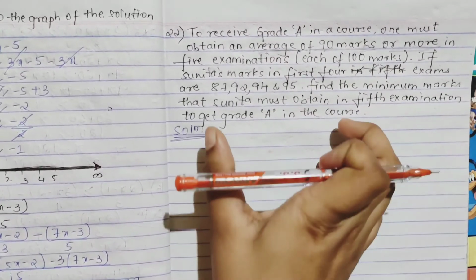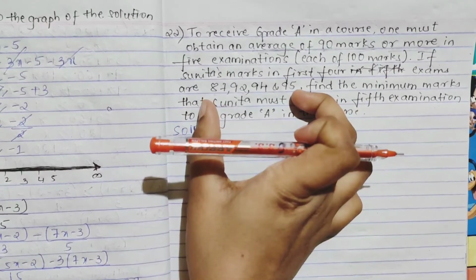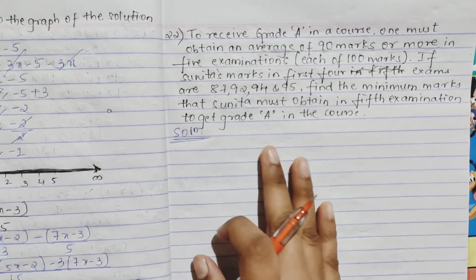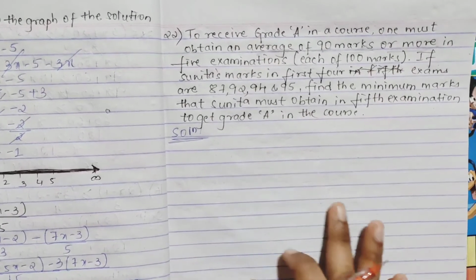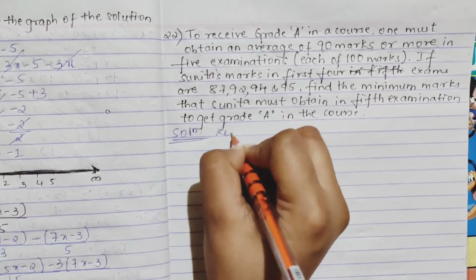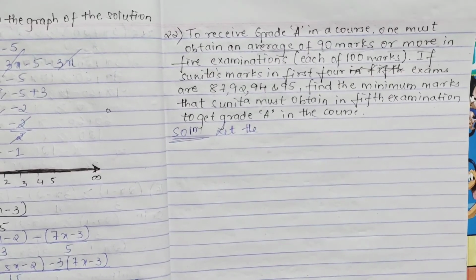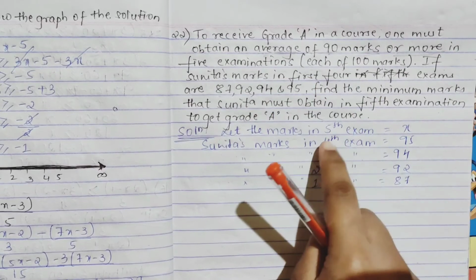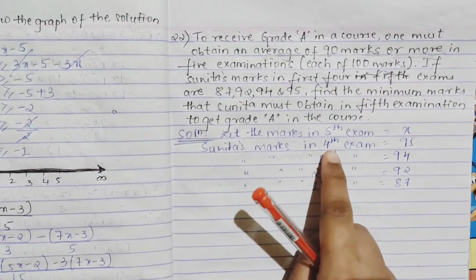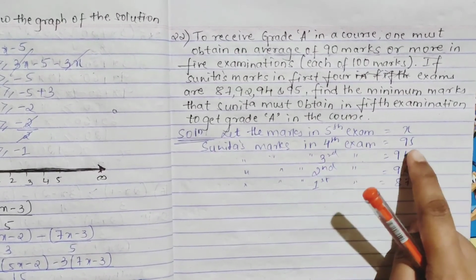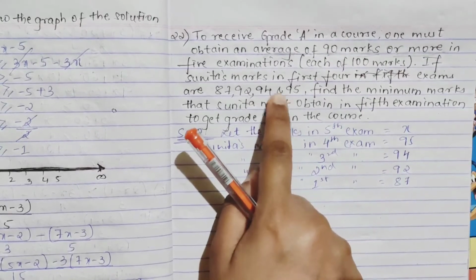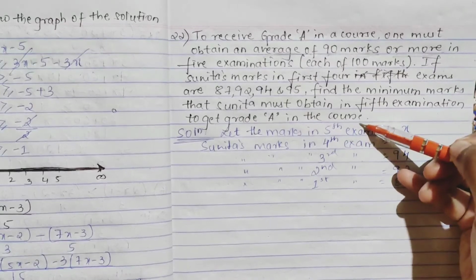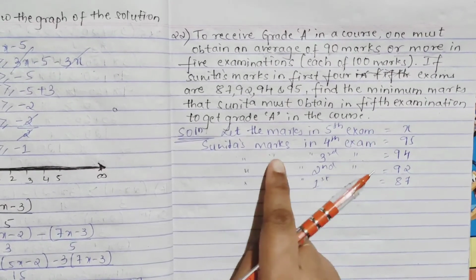So they are telling Sunita's marks in 4 examinations. So in the 5th, how much should she get minimum? We don't know how much, so how will we write? First let the marks in the 5th exam be x, because we don't know how much, so we take it as x. Sunita's marks in the 4th examination is 95. Here they have given up to 4th. So first, second, third, 4th. I am writing reversely because I have taken first the 5th, so 4th, 3rd, 2nd.